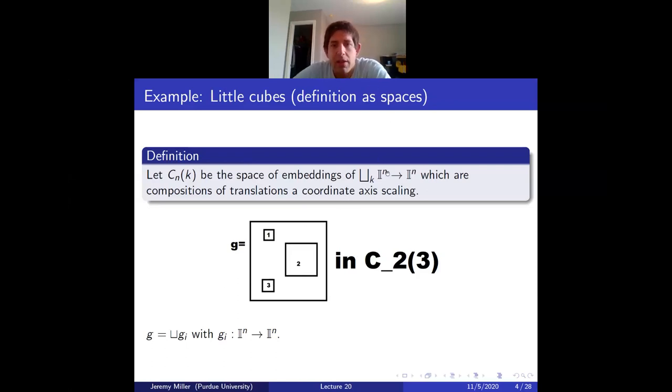And if you want to topologize this with the subspace topology coming from the compact-open topology on the mapping space, great. Or if you just record all the sizes of the cubes, or just record the vertices of the cubes as a subspace of some high-dimensional Euclidean space, that will also topologize this, and it'll be the same topology. Okay.